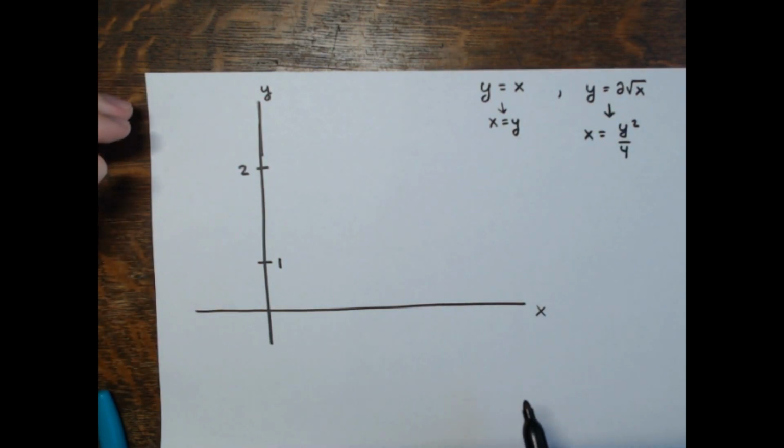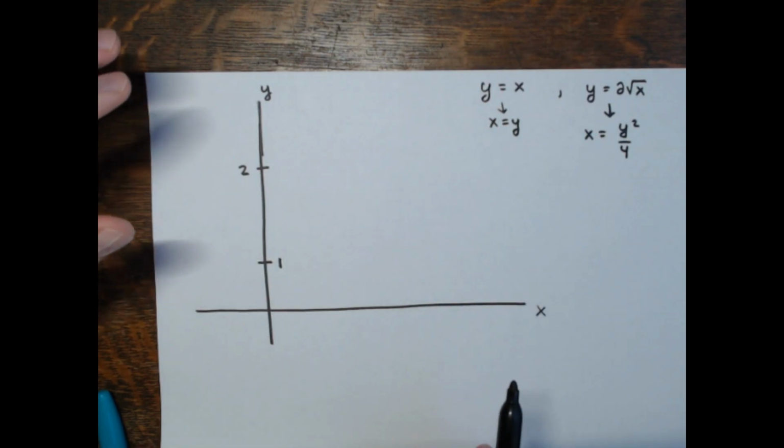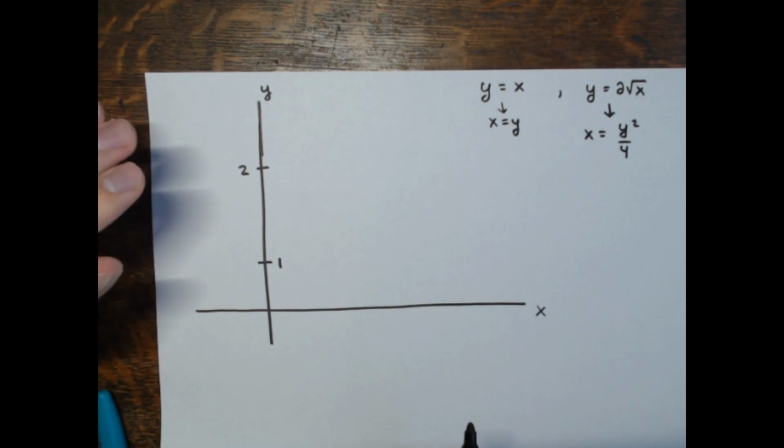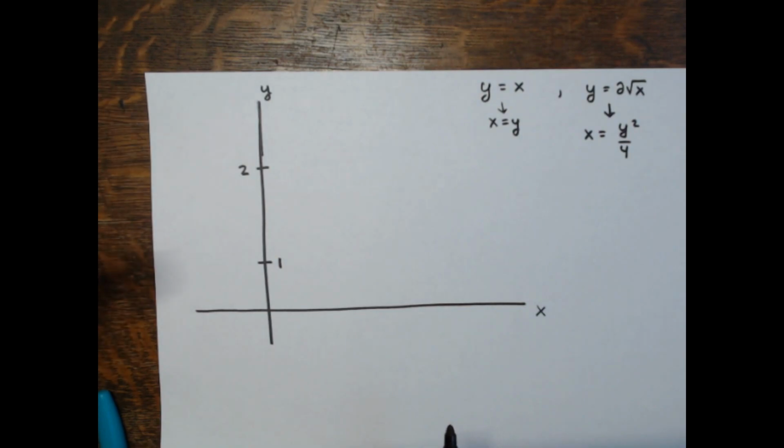So if you're rotating around the y-axis and you're doing a disc or washer, you have a thickness of dy, and you're going to want to get x in terms of y. If you're rotating around the x-axis and you want a disc or washer, it's going to have a thickness of dx, so you want to get y in terms of x.